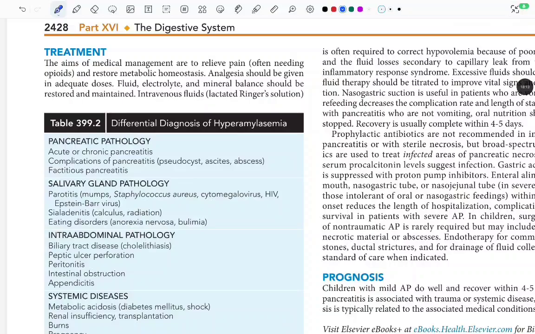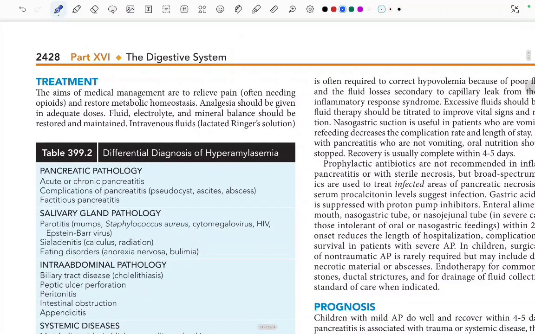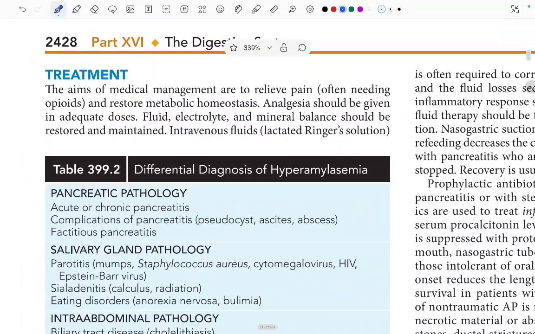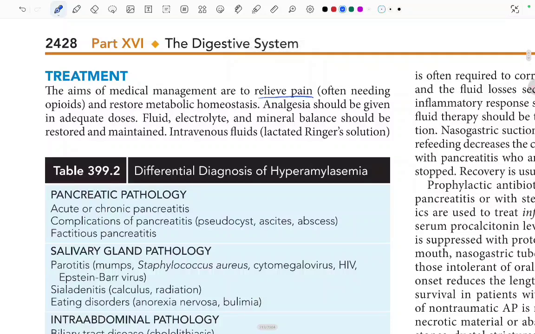Now starting with the treatment of acute pancreatitis. The aims of medical management are to relieve the pain, often needing opioids, and restore the metabolic homeostasis. Analgesia should be given in adequate dose. Fluid, electrolyte and mineral balance should be restored and maintained.